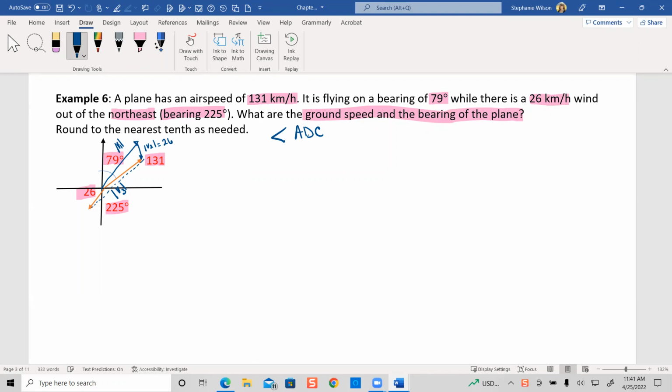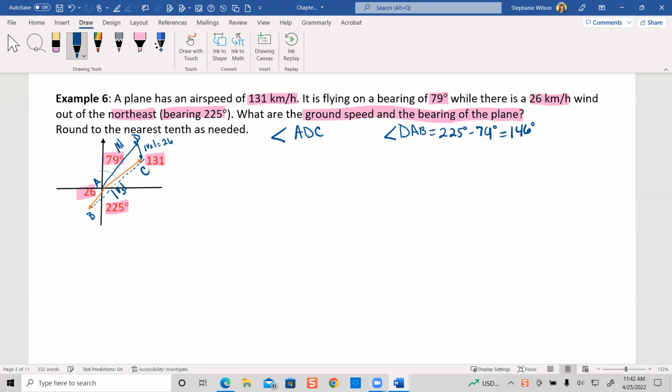You notice that the measure of DAB, and if it will help, you may want to label each part. Let's just do that. I should have done that a while ago. There's A right here. Let's call this B, and let's call this C, and let's call this D. There we go. That'd be more helpful. All right. So now that I've done that, notice that DAB is equal to 225 degrees minus that 79 degrees. When I do that, I get 146 degrees, okay?